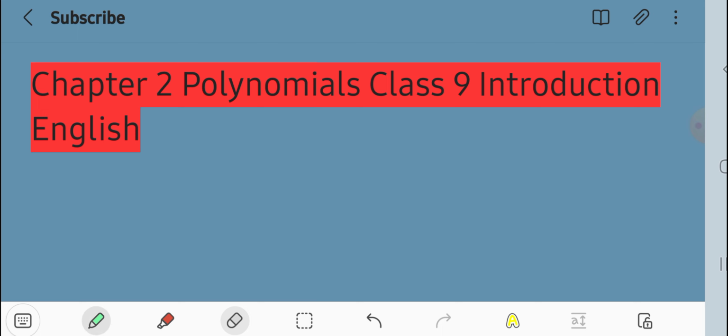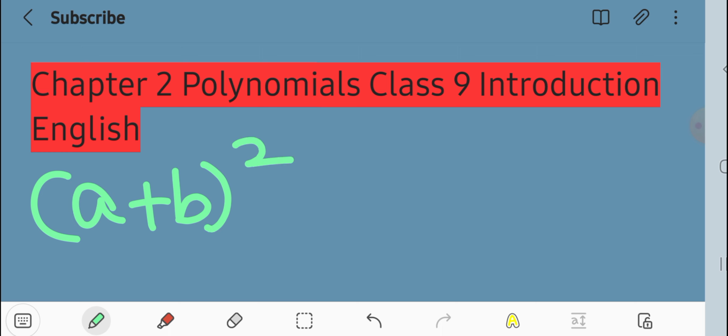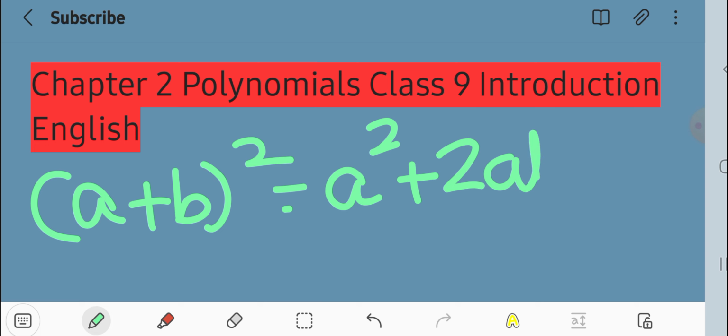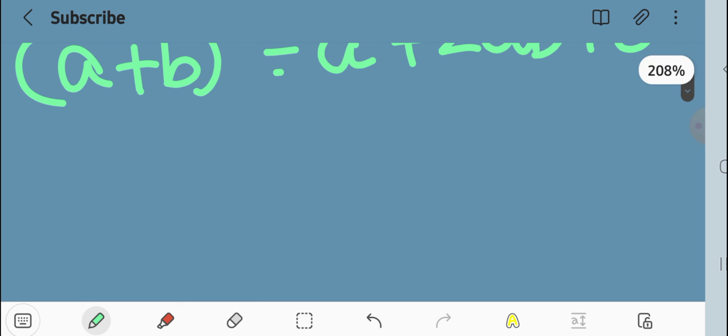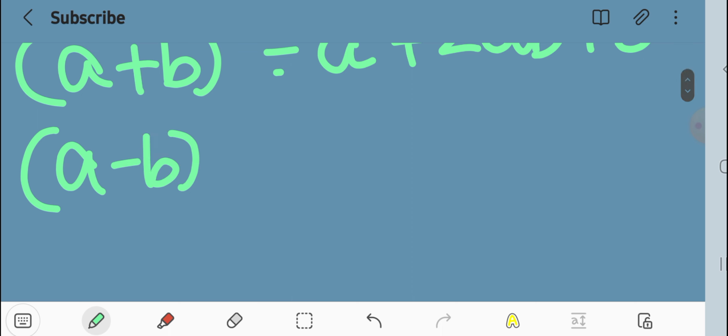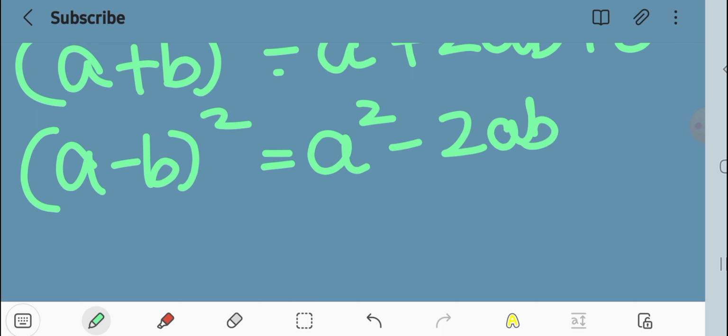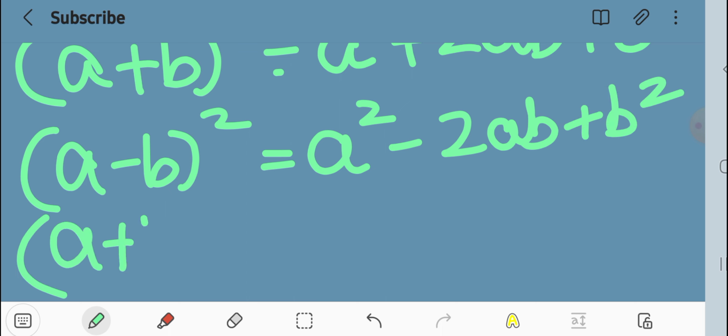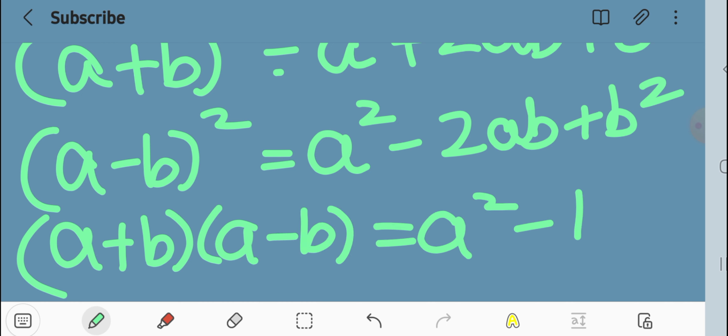Which ones are they? (a plus b) the whole square equals a square plus 2ab plus b square. Then (a minus b) the whole square equals a square minus 2ab plus b square. And (a plus b) into (a minus b) equals a square minus b square.